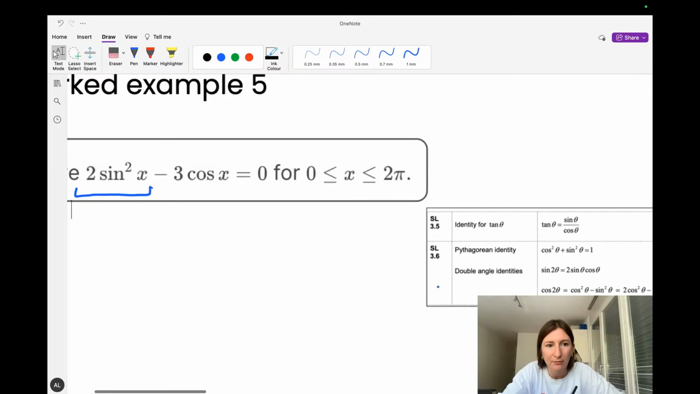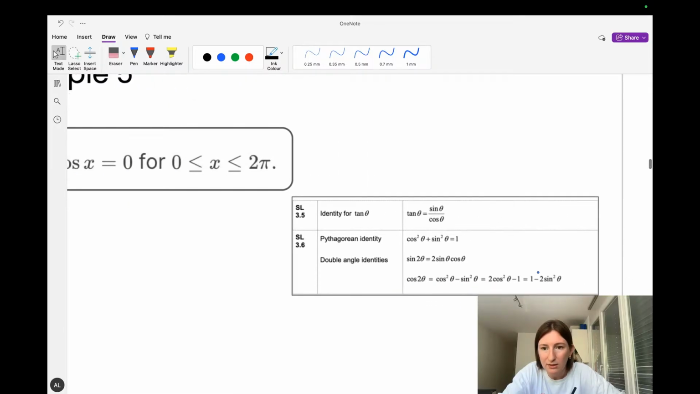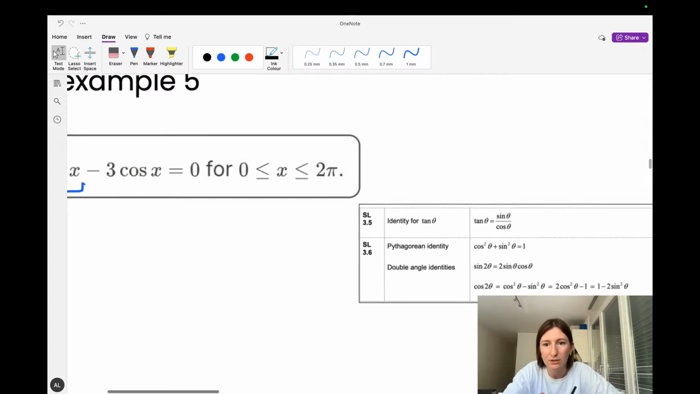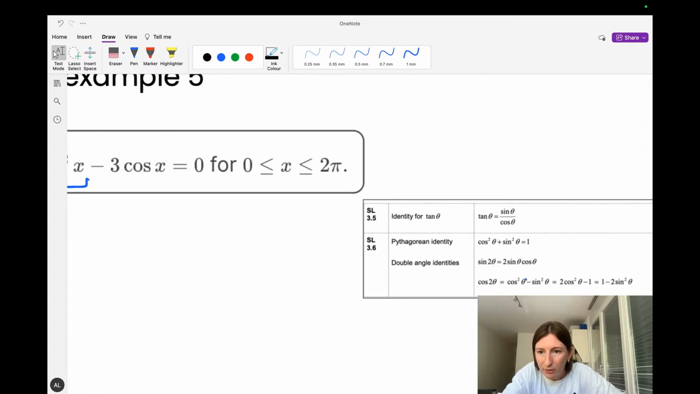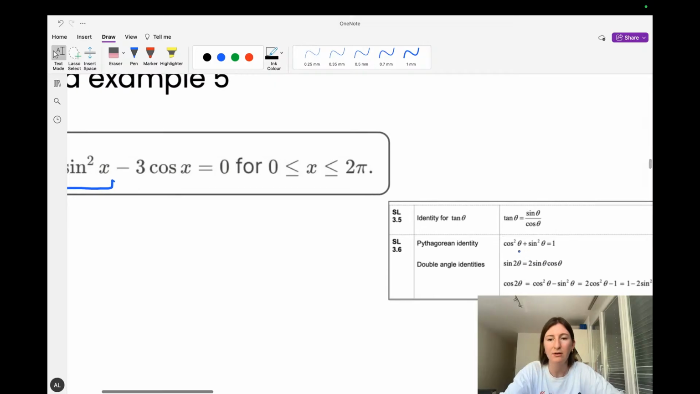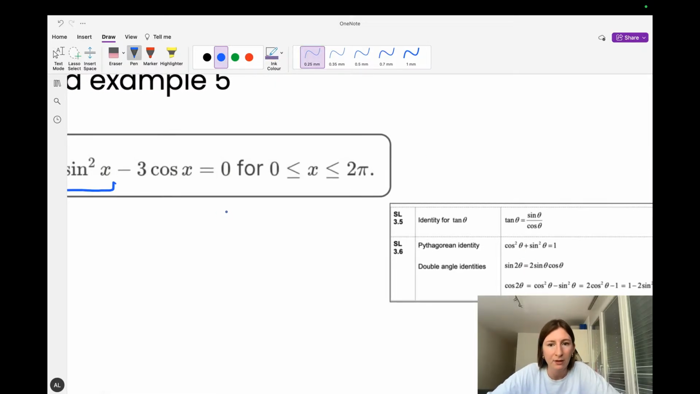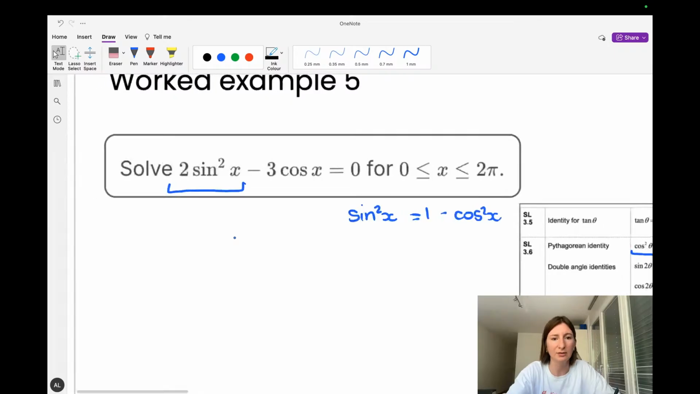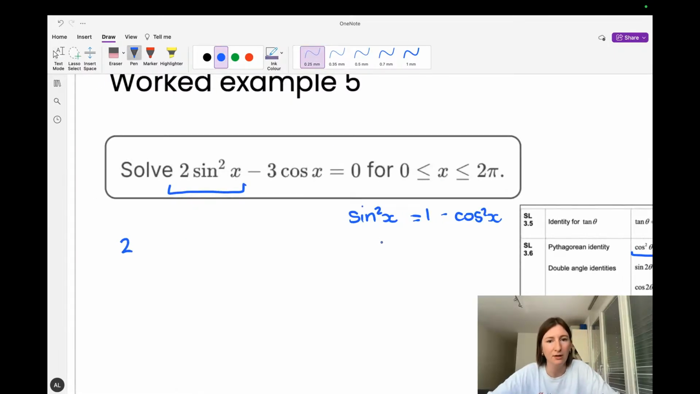So let's see, I'm going to take this one because I'm thinking that we're going to get towards, well, no, both should work. Yeah, let's use that one. So if I take sine squared x is equal to 1 minus cos squared x. So I've just rearranged this one. I can substitute in for sine squared x. So I'm going to get 2 instead of sine squared x, I'm taking 1 minus cos squared x, minus 3 cos x equals 0.